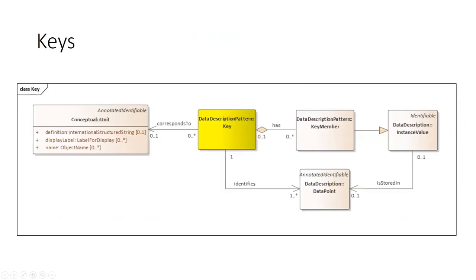So an important aspect of the model, this is again a bit abstract, but I thought I should mention it, is the concept of the key. DDI-CDI uses keys to put data points into a specific structure. And keys are collections of data instances that are the members. As you see here, they inherit from the instance value, and the instance values are stored with the data point.